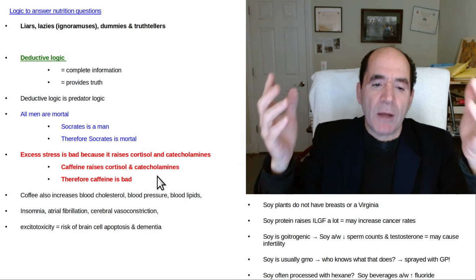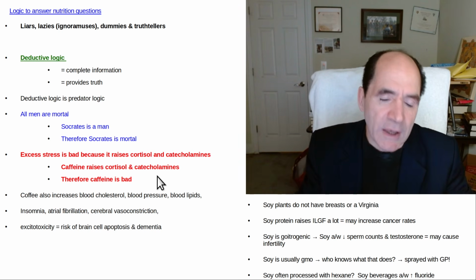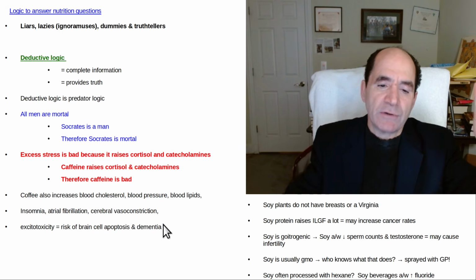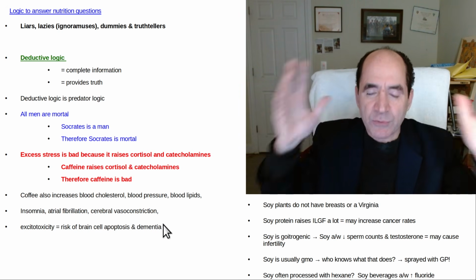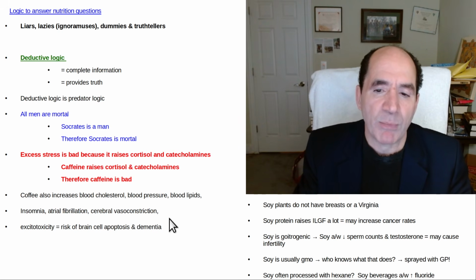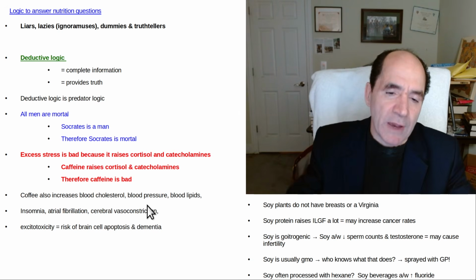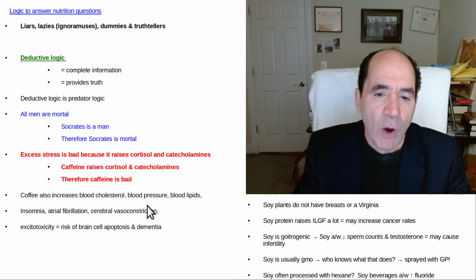These things raise your blood pressure, they increase your blood cholesterol, they increase your blood glucose level, they cause insomnia, they increase your risk of atrial fibrillation. The catecholamines are cerebral vasoconstrictors, decreasing blood supply to your brain. It's obvious that excessive stress is bad for you. It's obvious that sleep deprivation is bad for you, that increases these same hormones. Why would caffeine be good for you?